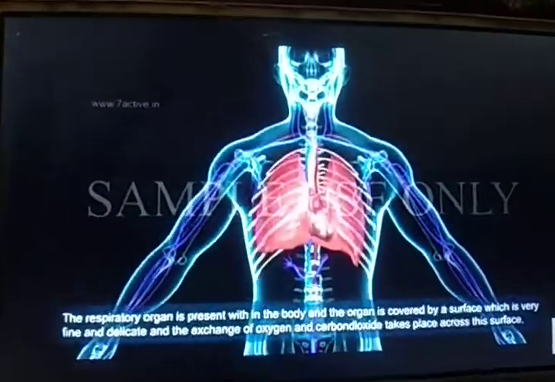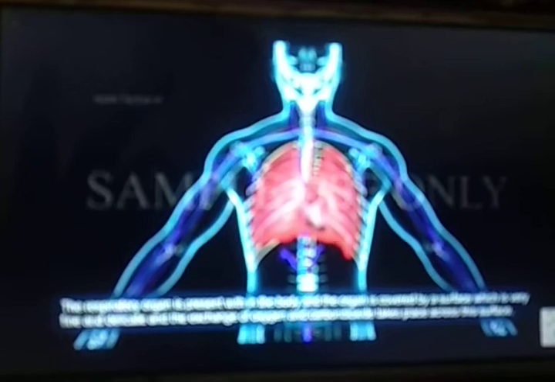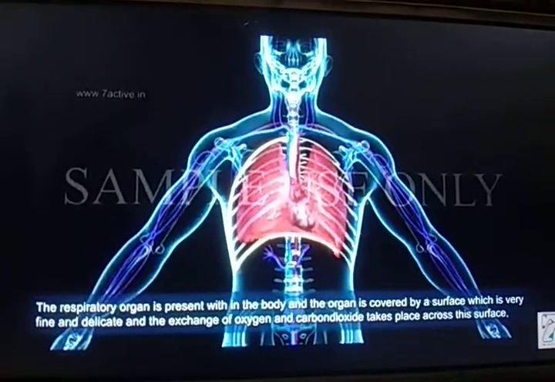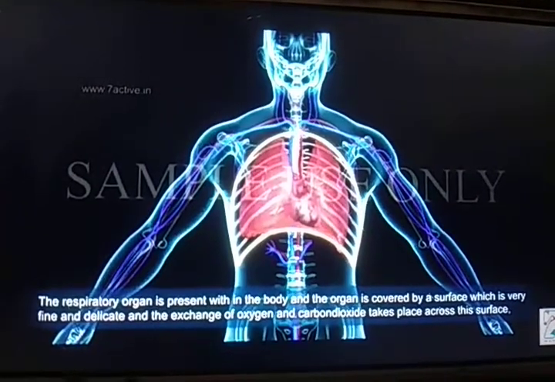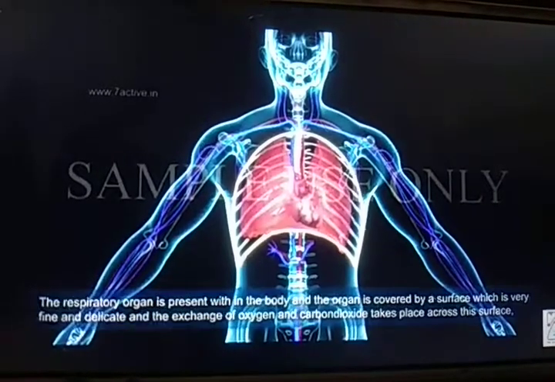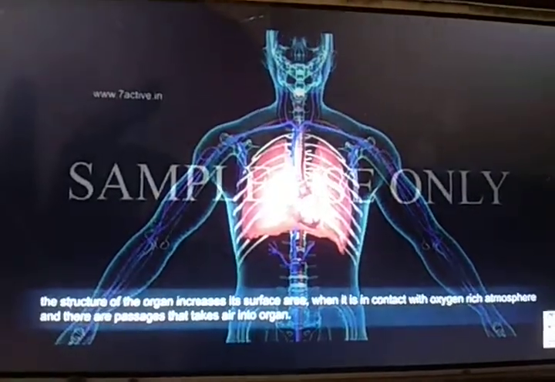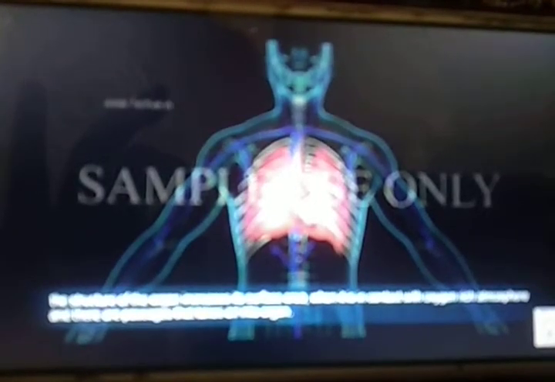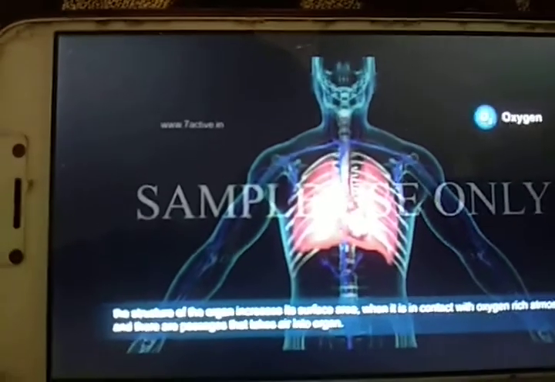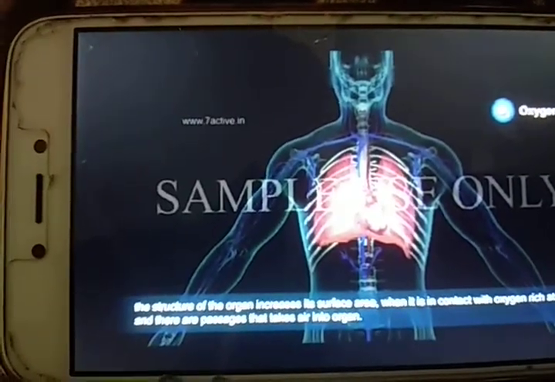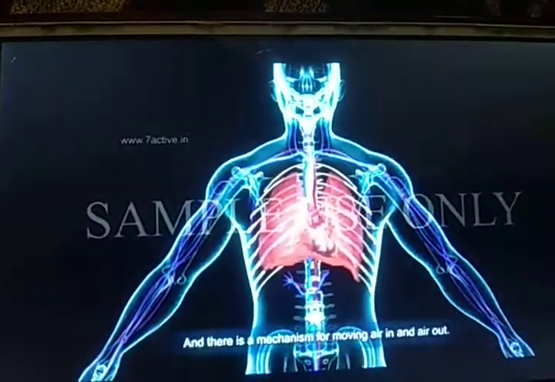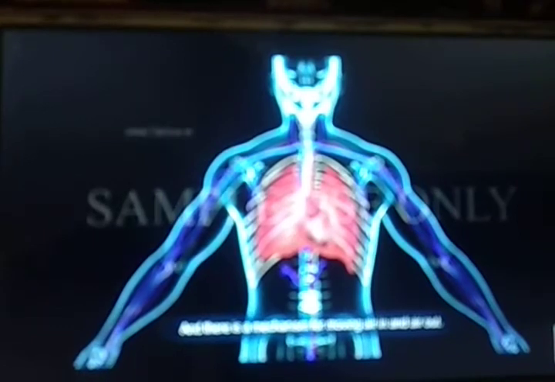See that the respiratory organ is present within the body, and the organ is covered by a surface which is very fine and delicate, and the exchange of oxygen and carbon dioxide takes place across this surface. The structure of the organ increases its surface area when it is in contact with the oxygen rich atmosphere. And there is a mechanism for moving air.